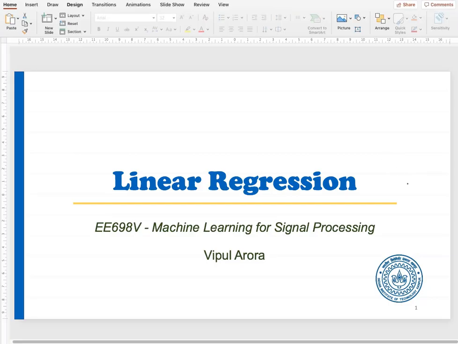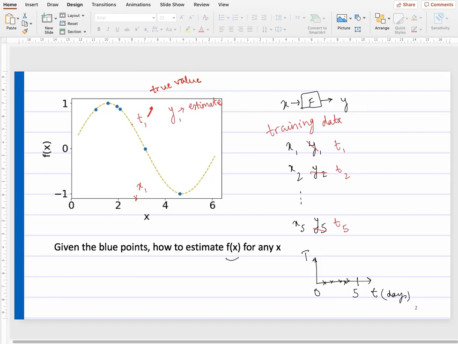In the last class, we started with a regression problem, which means that we are given some data. We took an example that we have got temperatures.